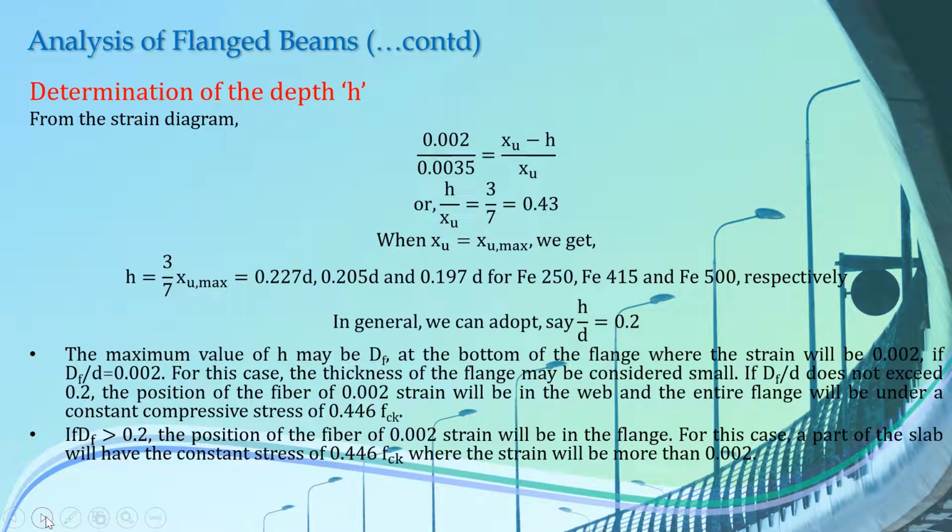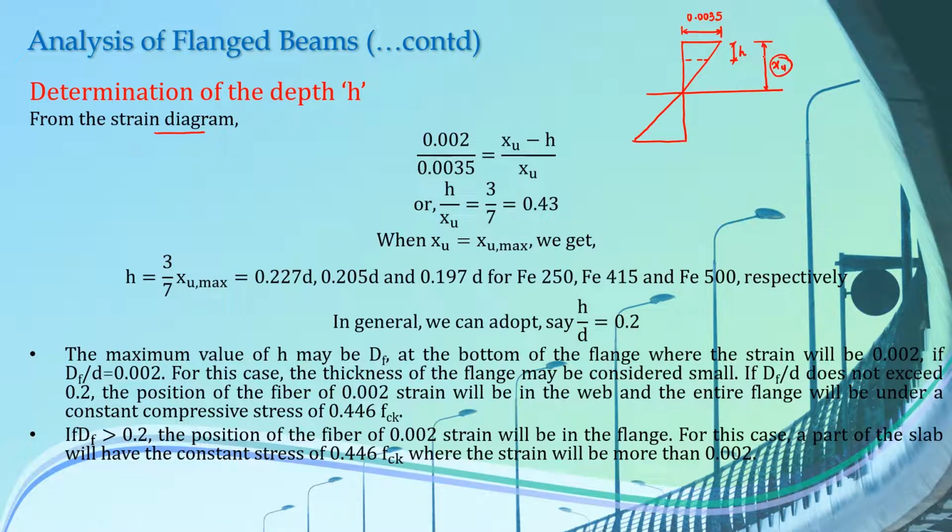So how do you determine that depth of strain H? There are 2 different ways to determine the depth. One is from the strain diagram. If you remember your strain diagram, we had something like this here. Here we have the maximum compressive strain of 0.0035. Let's say that at this level we have the strain of 0.002, which is at a distance of H, and this is the depth of our neutral axis, which is at a distance of xu.